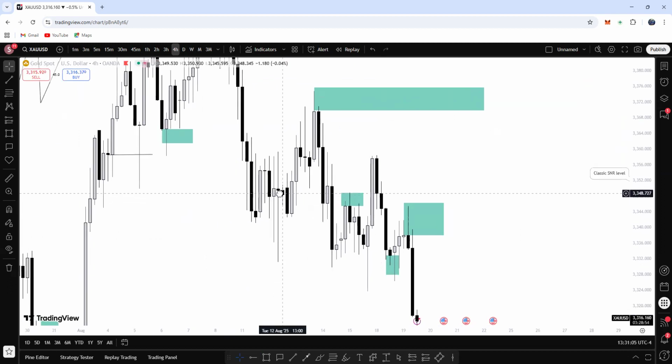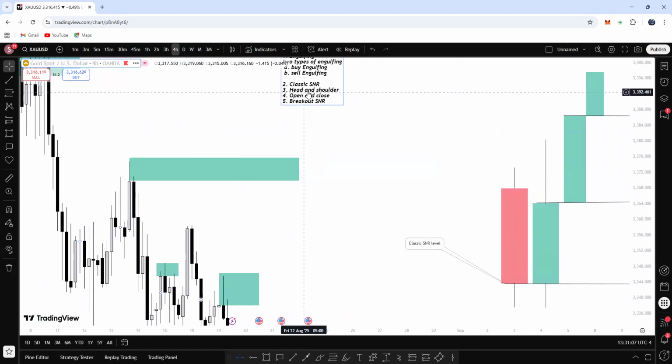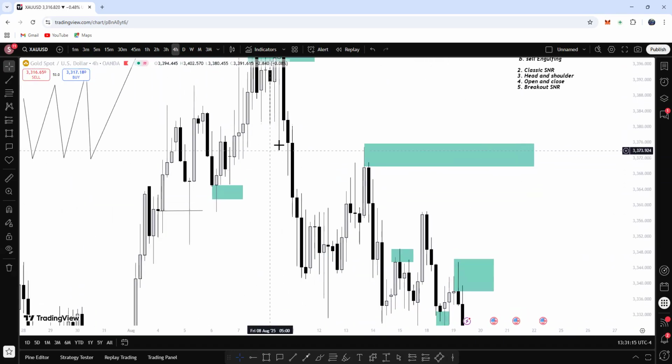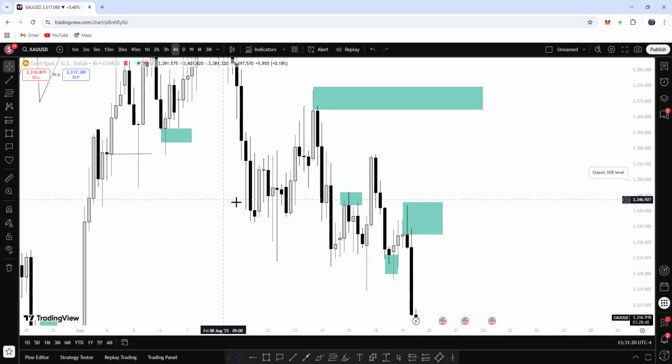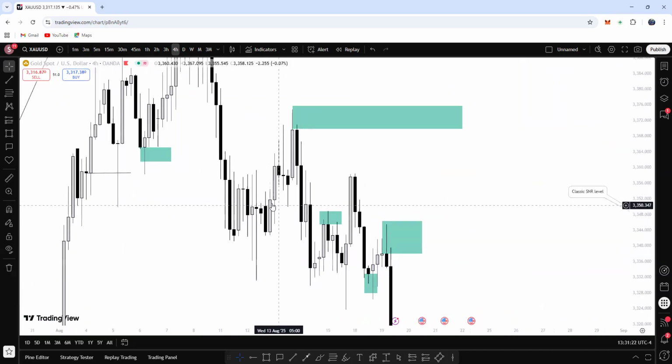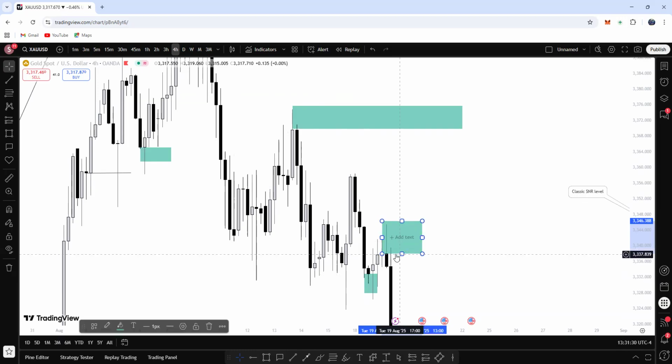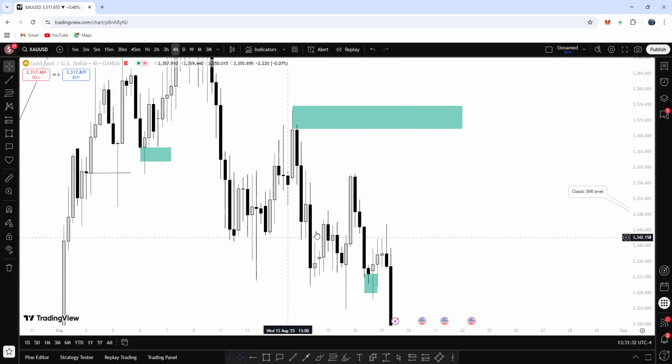So onto the next one, we go to our HNS, which is our head and shoulder, guys. Head and shoulder SNR formation. Talking about head and shoulder formation, we are talking about an SNR level that has been violated twice.